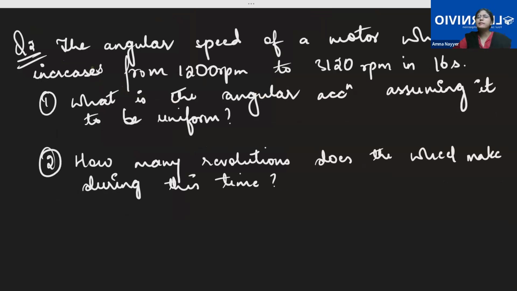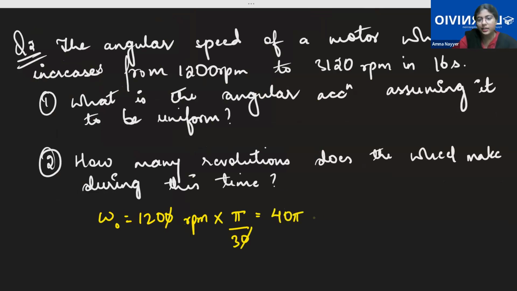Second question is from your NCERT. Angular speed of a motor wheel increases from 1200 RPM to 3120 RPM. So initially it is 1200 RPM, that is into pi by 30. This will be 40 pi radian per second. Immediately convert it. When you see the value in revolutions per minute, just convert it into radian per second because that's not the SI unit.